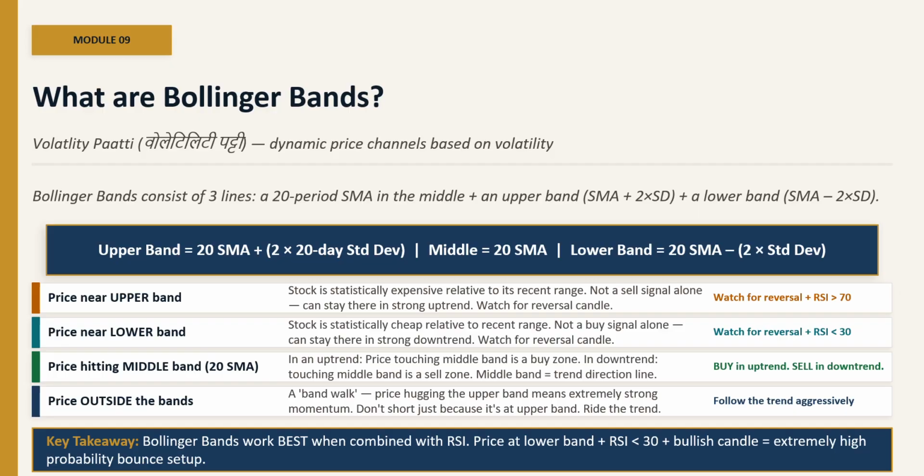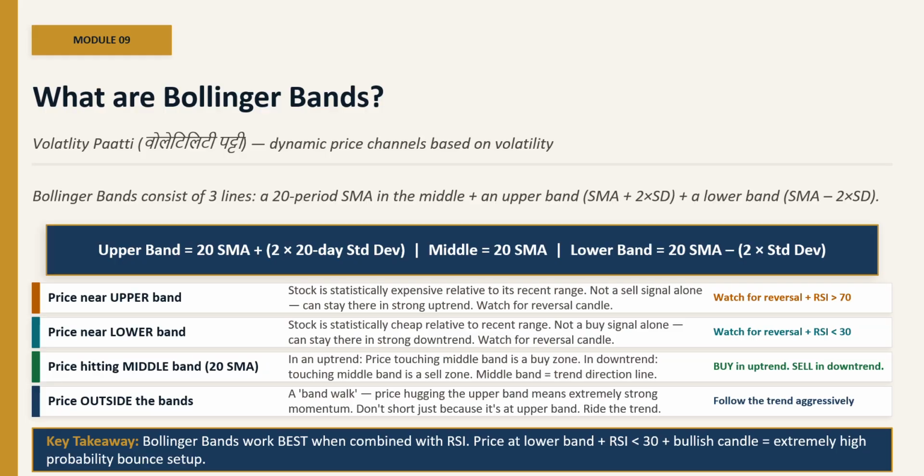What are Bollinger Bands? Bollinger Bands consist of three lines. The middle band is 20-period simple moving average. The upper band is the SMA plus two standard deviations. The lower band is the SMA minus 2 standard deviations. The bands expand when volatility increases and contract when volatility decreases.